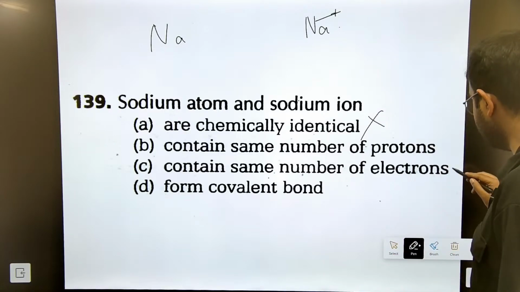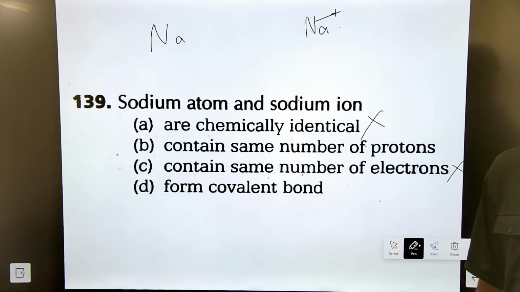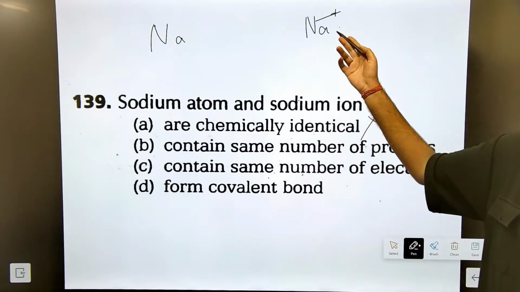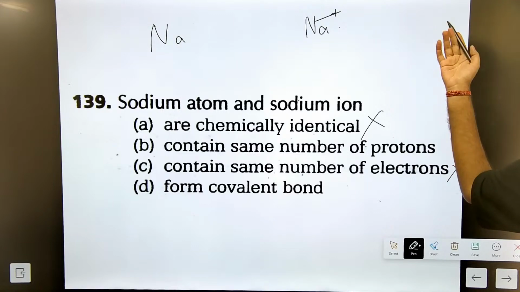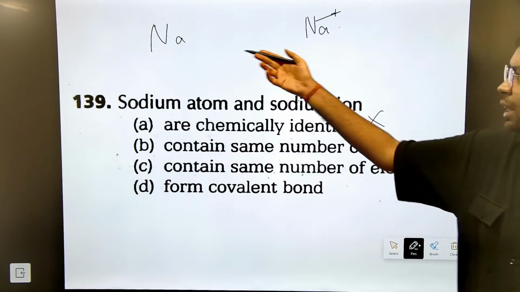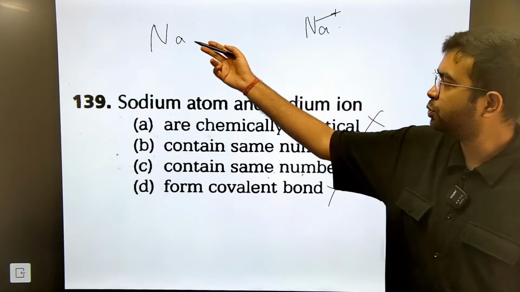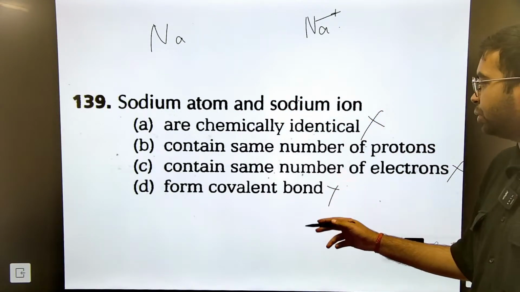So the number of electrons can also not be same, and they form covalent bond. No, sodium does not form covalent bonds. ऐसा ionic ये वाला जो है ये फिर भी it can form a covalent bond with maybe carboxylic acid or something, but an atom, why will it form a bond? So this is not possible. And anyways, the sodium ion and the sodium atom together, they do not form any kind of bonds. So this is no covalent bond तो है नहीं.